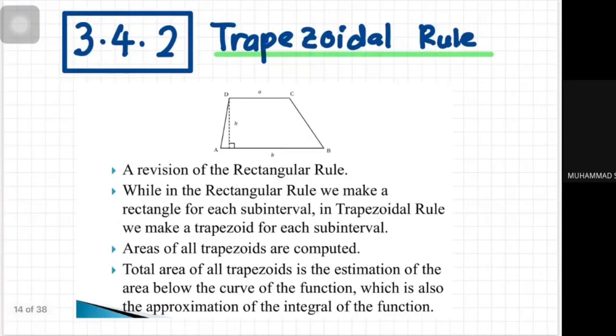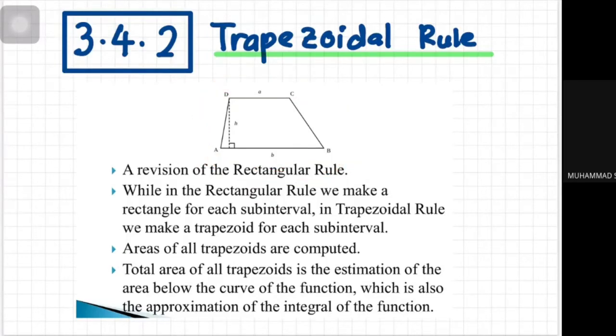Okay, so now let's move to the second method for numerical integration, the trapezoidal rule. This is a revision of the rectangular rule. In the rectangular rule, you use the rectangle shape, right? In this trapezoidal rule, you will use the trapezoid shape.